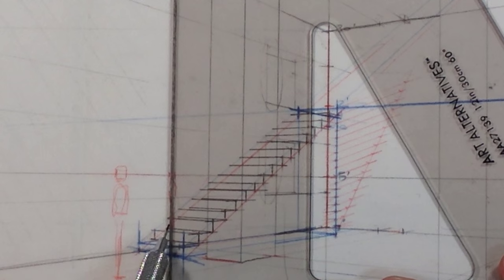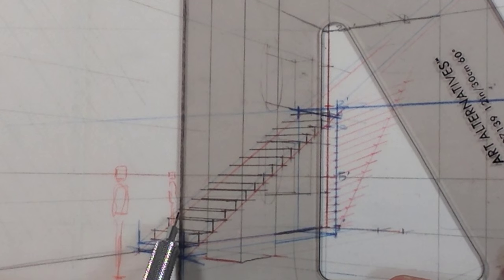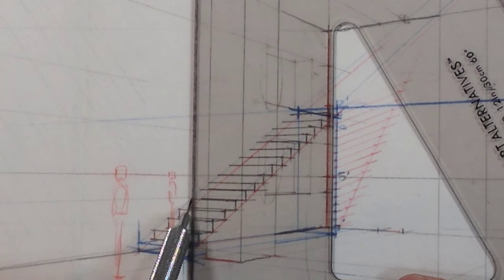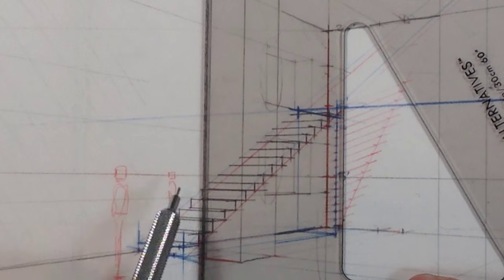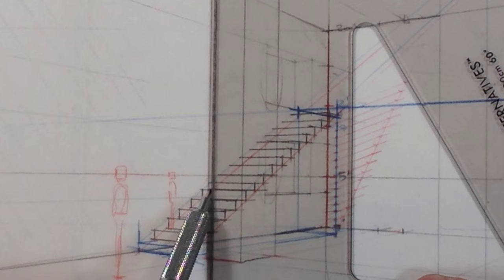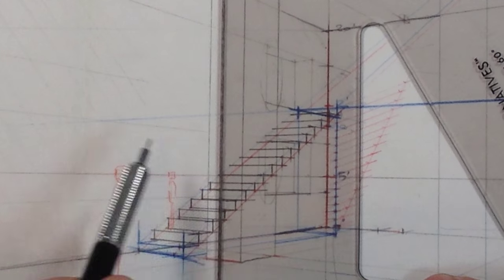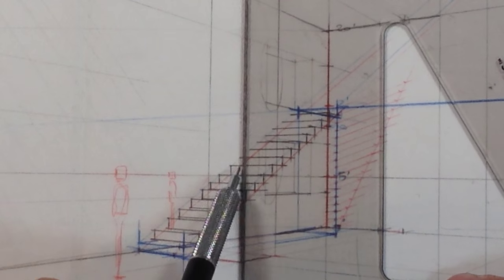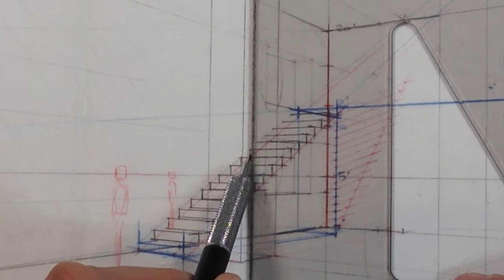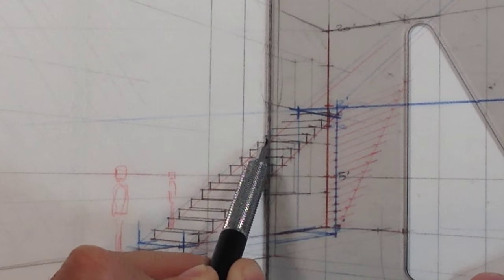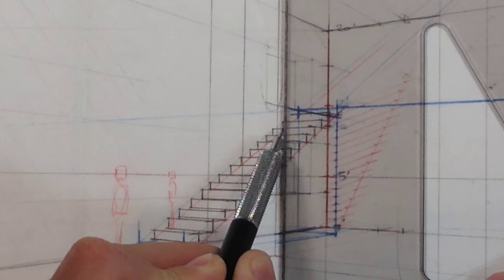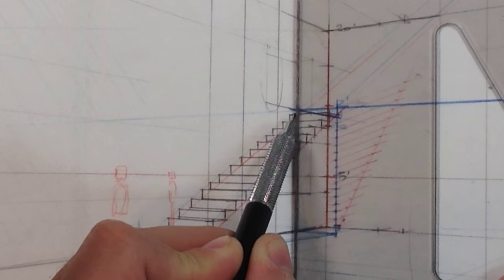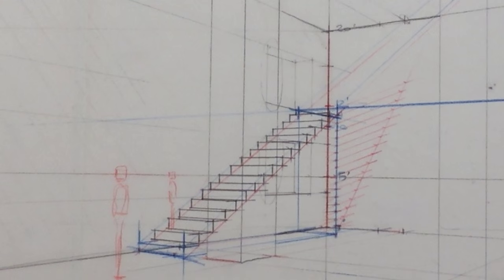Red line to blue line, red line to blue line, red line to blue line. And you can just average out the discrepancy if there's a little error in there. You see I break tips a lot too, but now we're at the horizon line. All I have to do is draw the verticals in. There's the vertical, vertical, vertical, vertical. And all these verticals are against the wall.